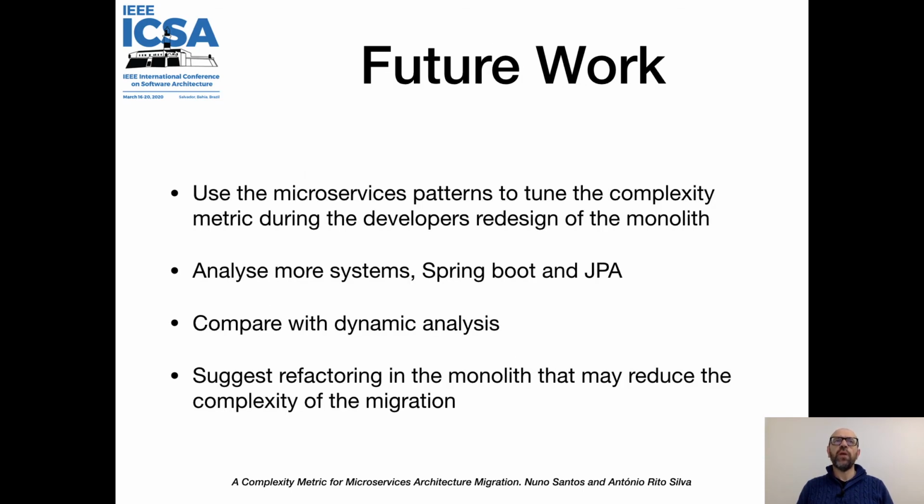In terms of future work, we are looking at the use of microservice patterns to tune the complexity metric, using the developer's input during the redesign of the monolith. The idea is that now that you have this decomposition and these costs, you tune the cost by deciding that in a particular interaction between two microservices you are going to use a saga, either an orchestration or a choreography, and recalculate the cost for the particular implementation. In some sense it guides the software architect on the decision of how to implement a particular functionality.